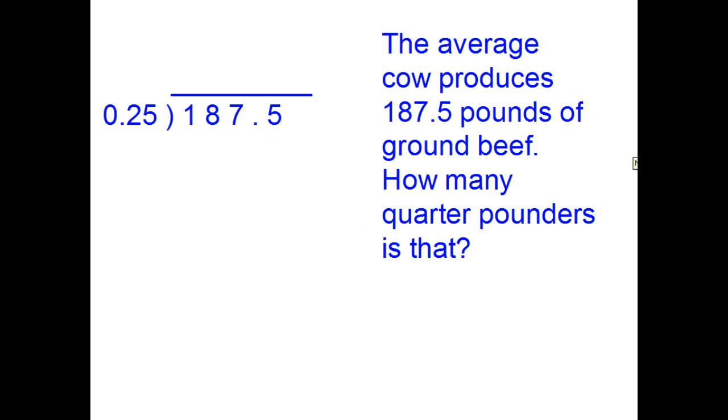Next problem. I know Nevaeh doesn't like this because she doesn't eat quarter pounders. The average cow produces 187.5 pounds of ground beef. How many quarter pounders is that? In the audience, we got some people saying that's not enough quarter pounders. Well, the thing is, most people don't take the entire cow and just make ground beef out of it. You're going to take some ribs and some steaks and some roasts out of there. So here we go. I've already set the problem up for you. 187.5 divided by 0.25.